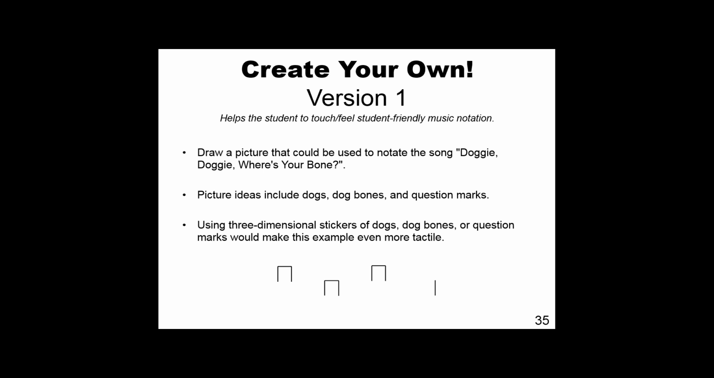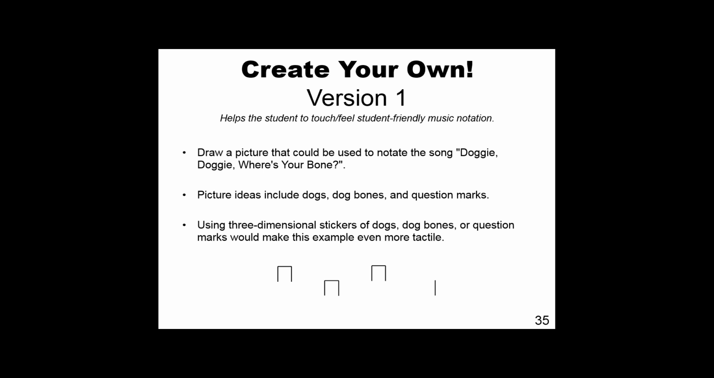Now some ideas include maybe you want to draw a picture of a dog if you're that artistically inclined, or maybe just a dog bone. Or since this song does have a question, maybe you just want to put a question mark for your note head. So go ahead right now and choose a picture, something that you can draw on each of where the note heads would be. So you're taking your pen or pencil and drawing either maybe a dog head, maybe a dog bone, maybe a question mark, and replacing where the traditional note head would be.